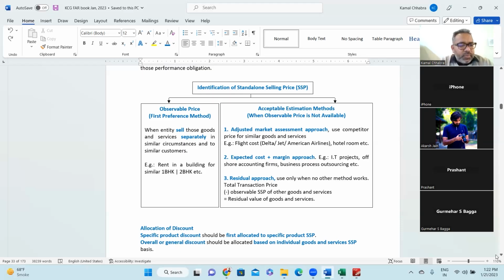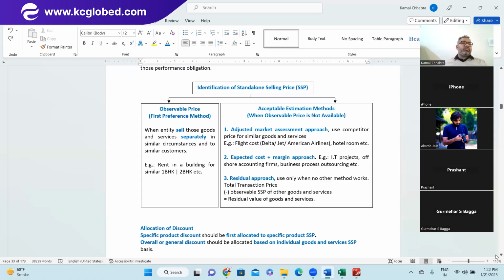Have you heard about this term, the cost plus margin approach? Yes, sir. Any idea what it is? If my cost is, let's say, 100 rupees, I will put some 20% on that and I will quote 120 to the customer. Yeah, that's very, very good.